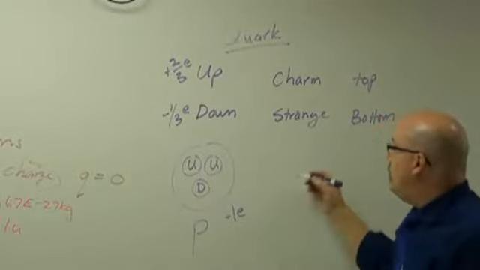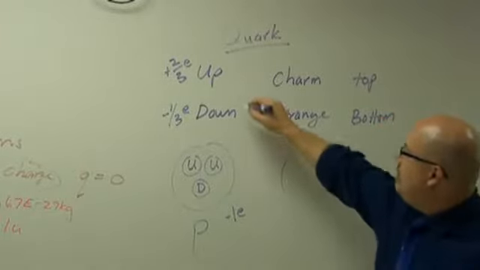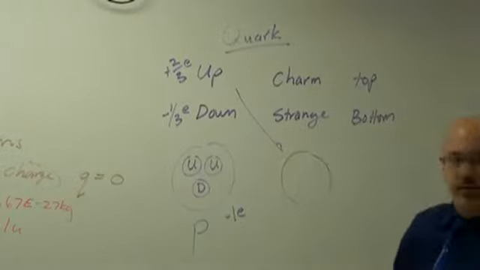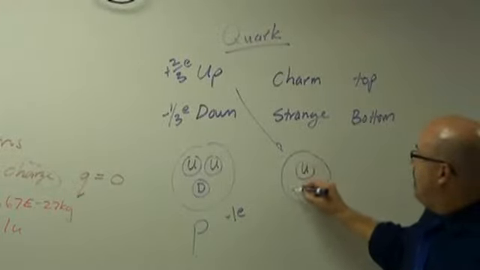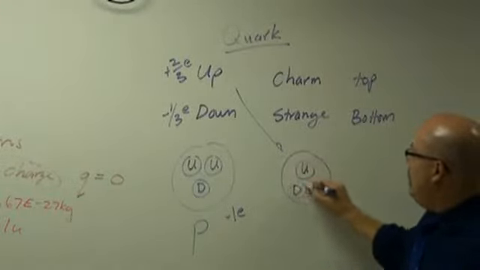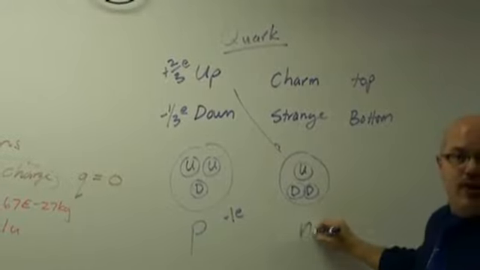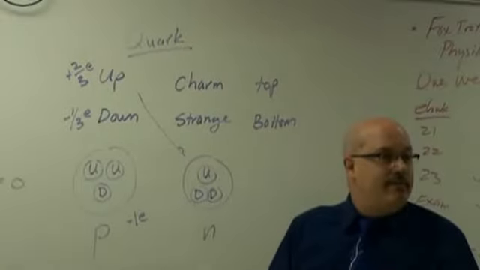Now, if you're going to make a neutron, what will you make that out of? It's also made out of ups and downs. So you'd have 1 up and 2 downs. And that would give you no charge at all, right? It would be neutral, right?